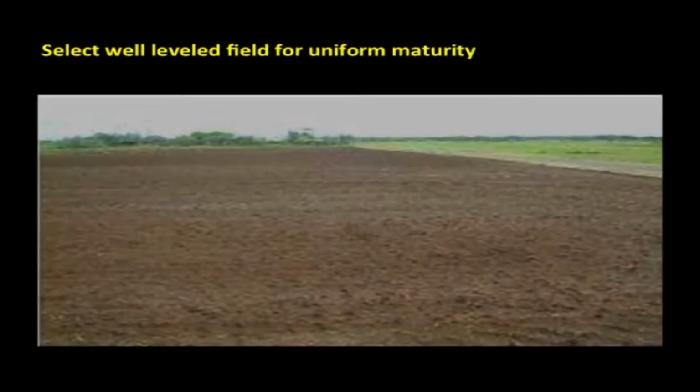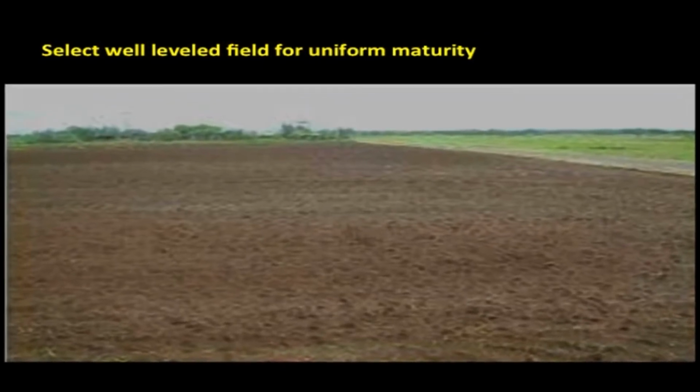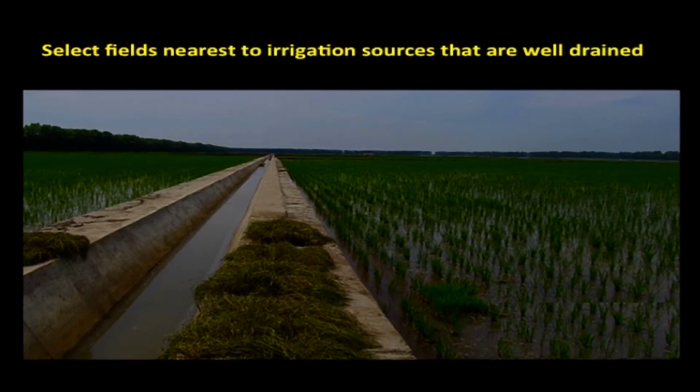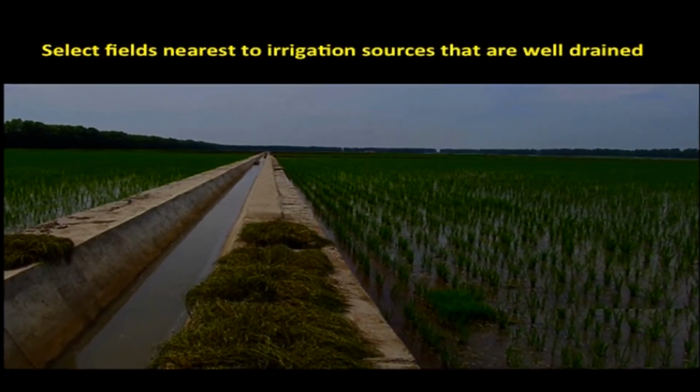Second one is selection of land. How we select the land for seed production? We have to select the well leveled, fertile and nearest to irrigation sources, that is, well drained fields should be selected. What are all the fields should be avoided?